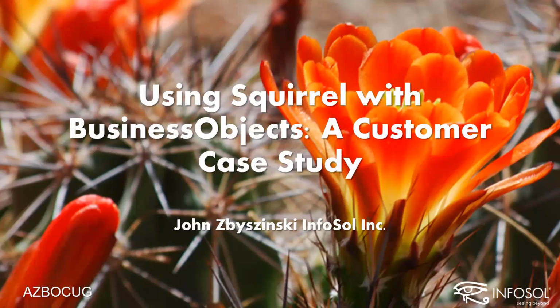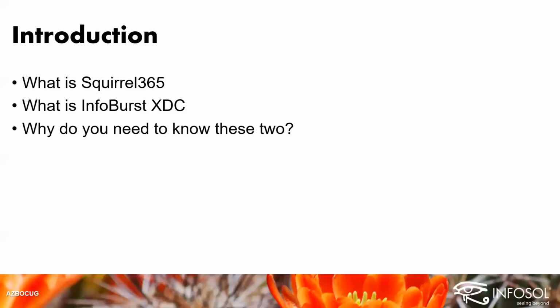I'm going to go over a case study with using Squirrel 365 with BusinessObjects. The first thing is, what is Squirrel 365? What is InfoBurst XDC? And why do you need to know these two? Well, because it's using both. So first, Squirrel 365, this is our drag and drop tool, basically the counter to Excelsius going away.